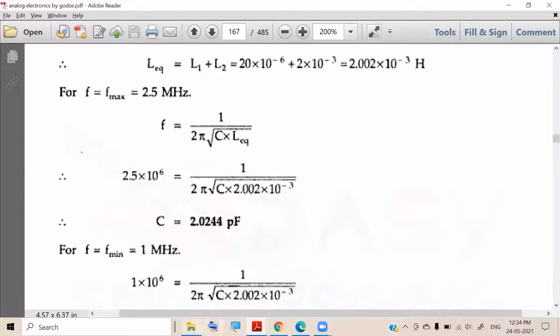Same process. Square on both sides. Multiply C to the other side. This one, if you square it, will become 10 power 12. So square on both sides. Bring C to this side. The 10 power 12 goes to the RHS, to the denominator. That's it. Then use the calculator and simplify. So what is C you are getting?